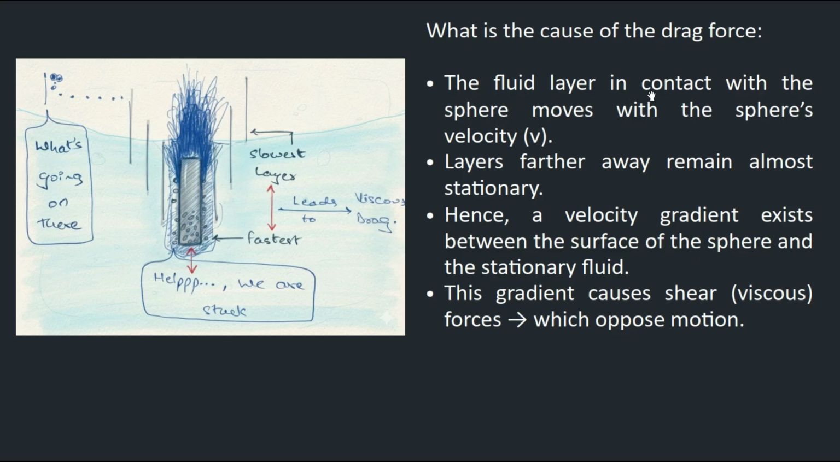The fluid layer in contact with the sphere moves with the sphere's velocity. This set of molecules and everything. Layers further away remain almost stationary. So as and when you move away, it becomes more stationary. Hence, a velocity gradient exists between the surface of the sphere and the stationary fluid. And this leads to what? This leads to a gradient. This causes shear viscous force, which opposes motion. Okay, yes, that's the cause of the drag.